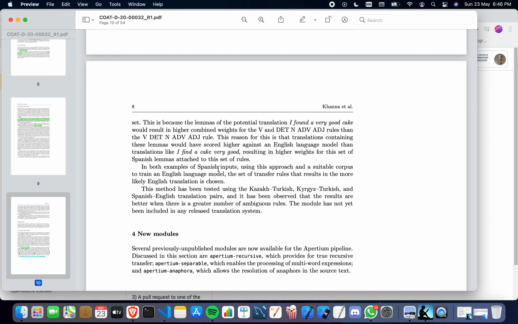In both examples of Spanish inputs, using this approach and a suitable corpus to train an English language model, the set of transfer rules that result in the more likely English translation is chosen. This method has been tested using the Kazakh, Turkish, and Spanish-English translation pairs, and it has been observed that the results are better when there is a greater number of ambiguous rules. The module has not yet been included in any released translation system.